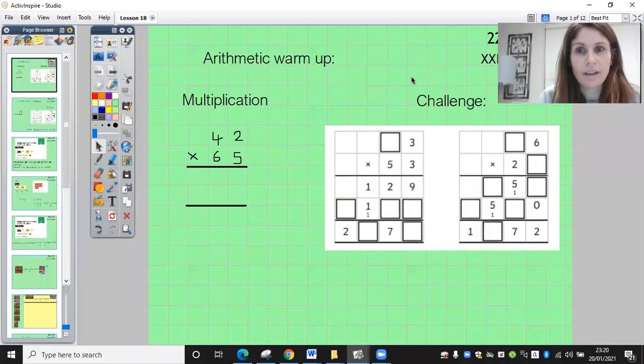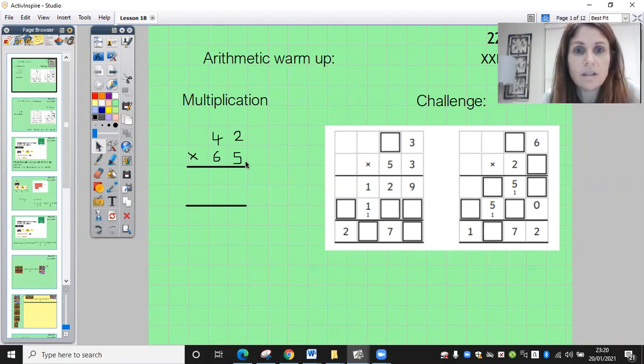Morning, Year 5. So this is our last lesson on fractions in this unit. We're going to start with our warm-up today. Yesterday, when you were doing your arithmetic, one of the things that we noticed is that some of you are still struggling a little bit with multiplication. So we thought we'd have a go at doing some more multiplication today.